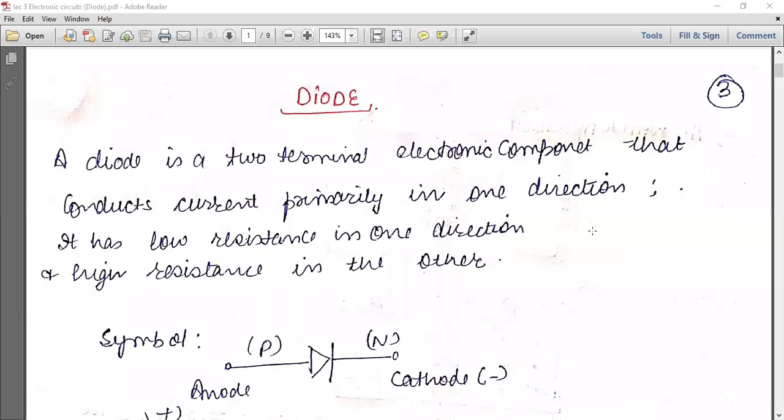A very good morning to all of you. For today's topic of electronic circuits, we are going to cover what you mean by diodes and the PN junction diode.